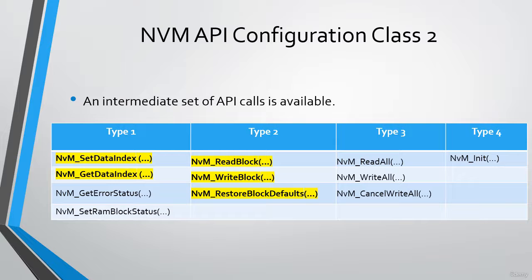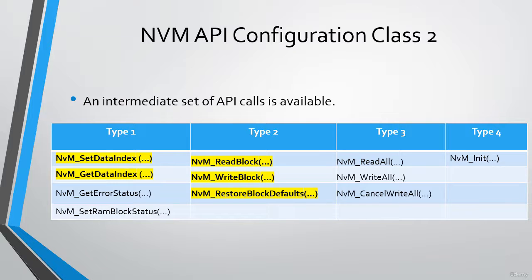Now let's discuss NVM API config class 2. In this configuration class, it supports an intermediate set of APIs. So the first configuration class gives us a basic set of APIs. Now on top of those basic APIs, we are getting some extra APIs, and it's an intermediate set. That means we still have some APIs missing, but we have something more than the basic ones.